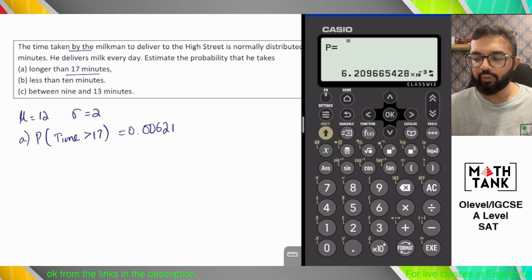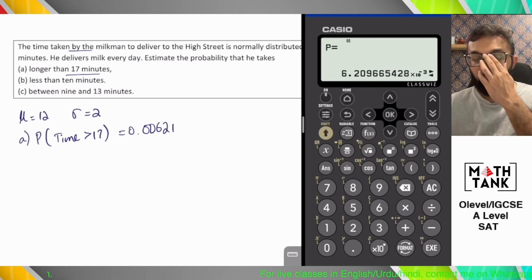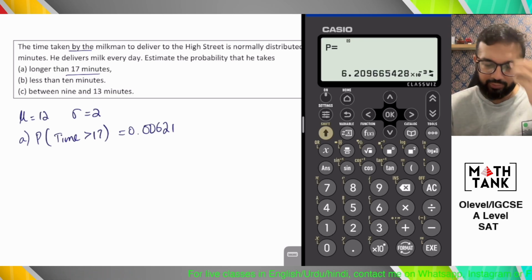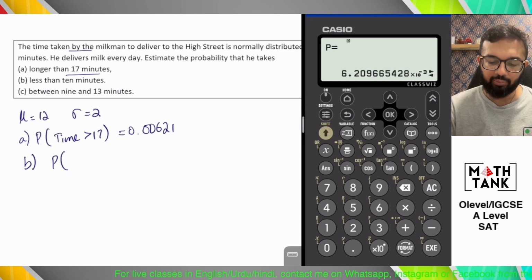So this is something useful that you will probably have to do when you're doing standard form questions on your O-level math exam. Okay, let's look at the second one. It says less than 10 minutes. I want time less than 10 minutes.